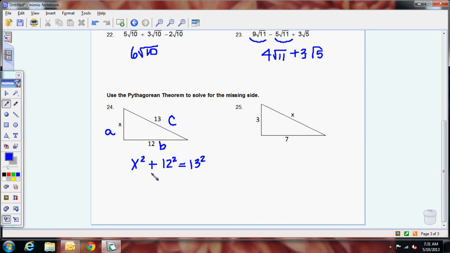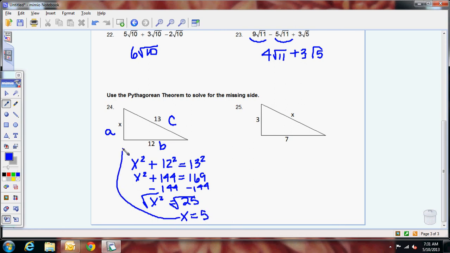So I'm going to figure out what these are. So 12 squared is 144. 13 squared is 169. And then I have to get this by itself. So I'm going to subtract 144. So I have x squared equals 25. Last step, get that x squared by itself. So I have x equals 5. So that means this side right here is 5.